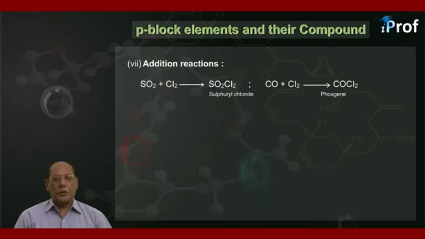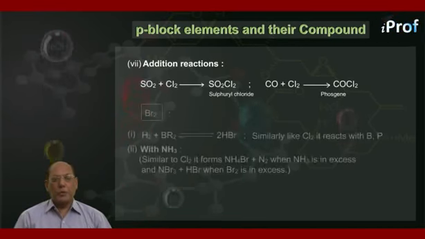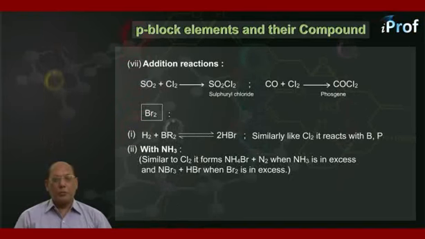Well, next, reactions of bromine. Number 1, H2 plus Br2, we get reversibly 2HBr. Similarly, like chlorine, it reacts with boron and phosphorus. Second, with ammonia, the reaction is similar to chlorine. It forms NH4Br plus nitrogen when ammonia is in excess, and nitrogen tribromide plus HBr when bromine is in excess.